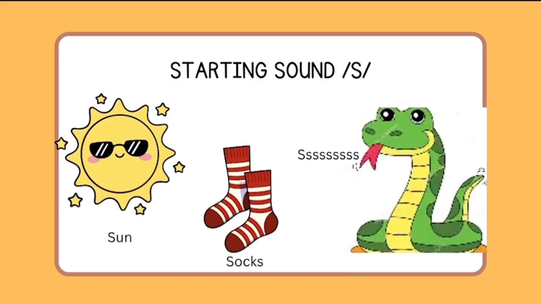Then I'm going to move on to the sound S. For my example, I have here the snake, which is a great example for them to produce the sound of the letter S. I'm also going to encourage them to move their body to show me they are referring to the letter or words starting with S, like for example socks, sun, snake.